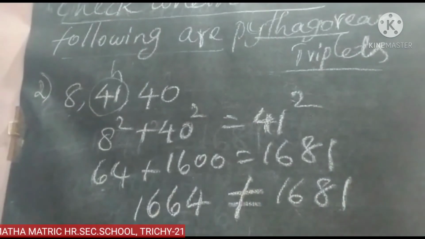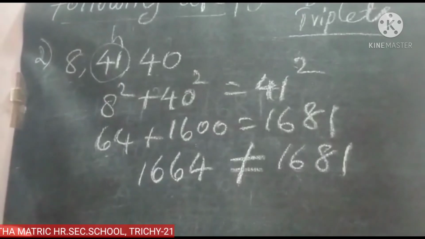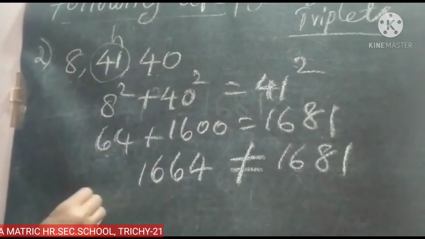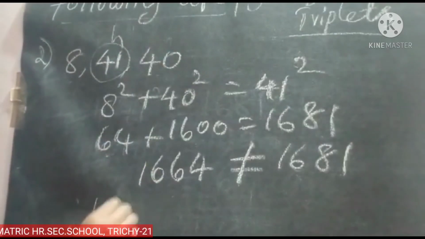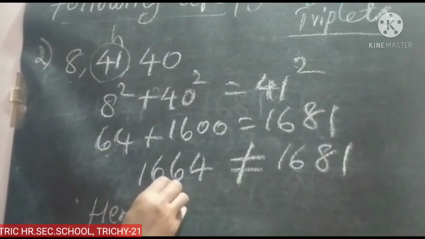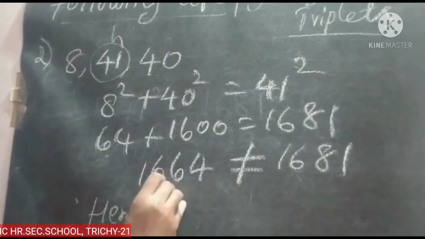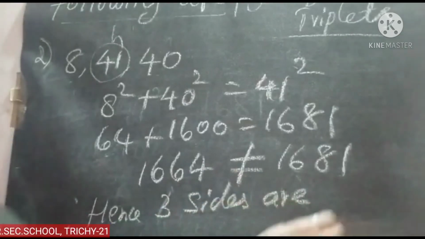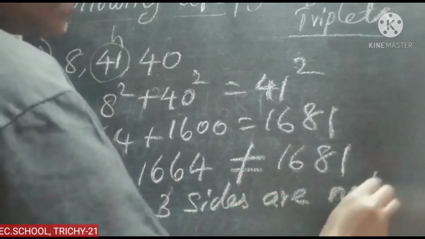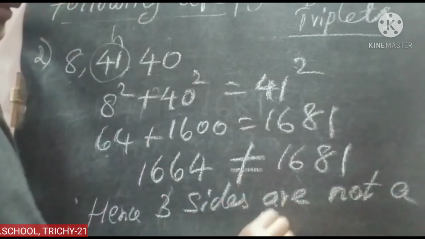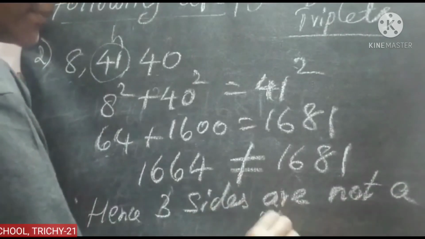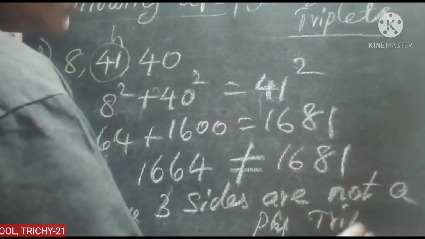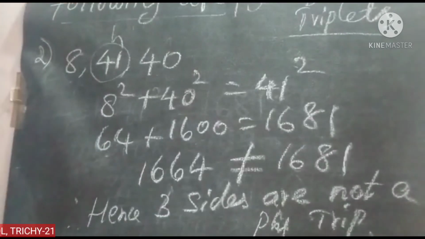So the given three sides are not Pythagorean triplets. Hence these three sides are not Pythagorean triplets. Is it clear? By using the Pythagoras theorem only, you have to check.